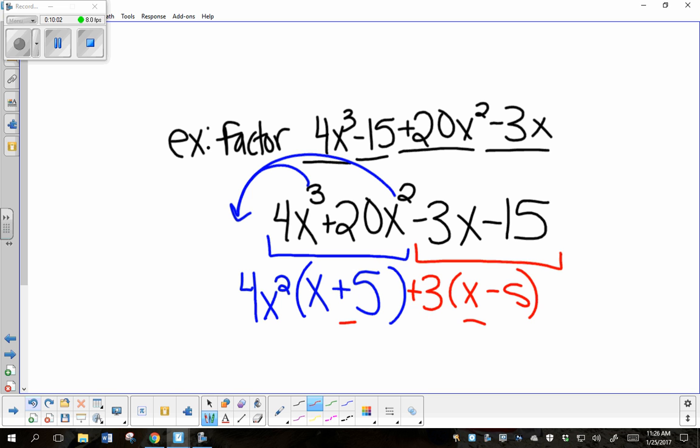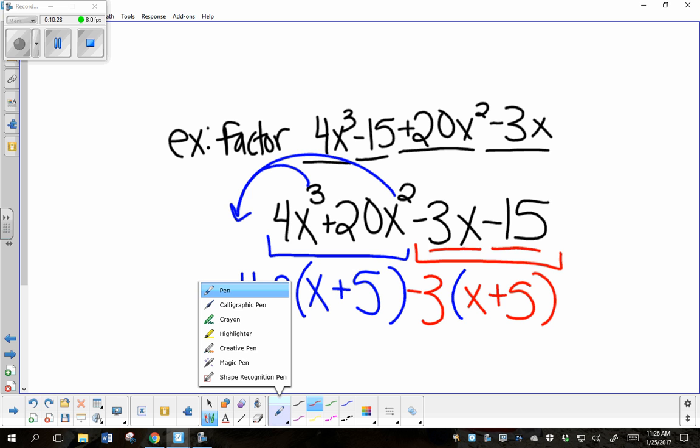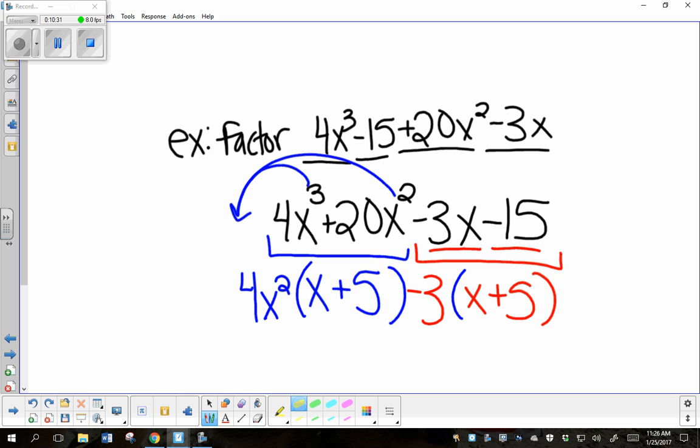What we want to do is pull out a negative 3 right there, and let's see what we're left with in our parentheses. Negative 3 times what will get us negative 3x? Well, negative 3 times x will get us negative 3x. And then negative 3 times what will get us negative 15? Well, if we multiply by a positive 5, we'll get a negative 15. Now I have two terms, and both of those terms have the x plus 5 in them. So that's what I'm going to factor out to go in front of my polynomial now.